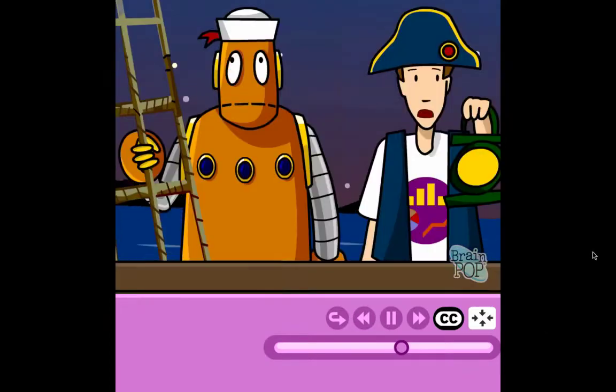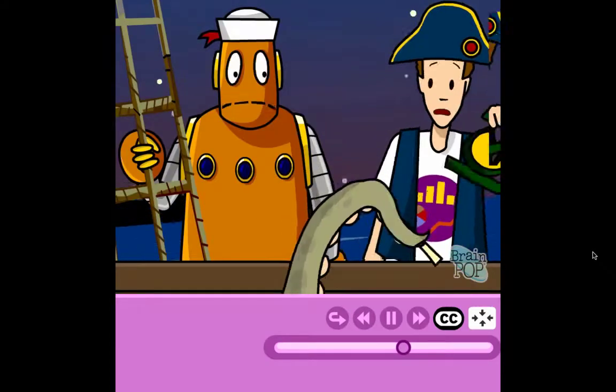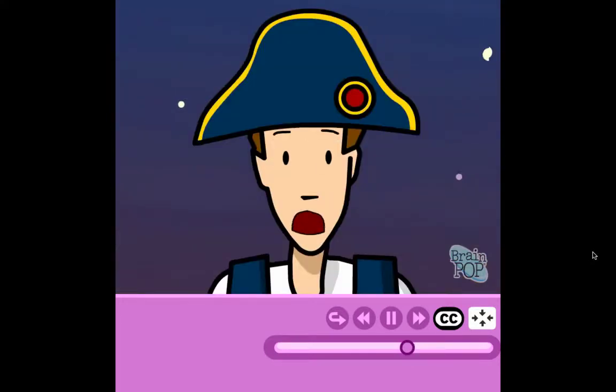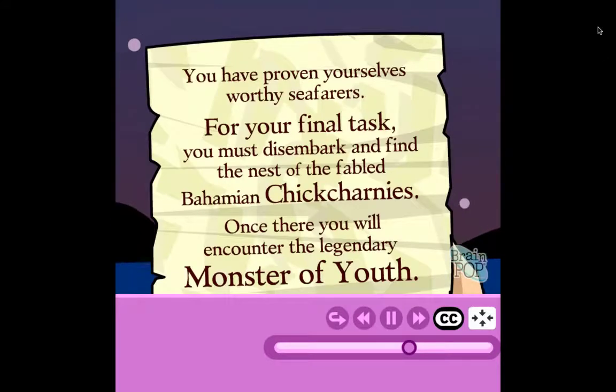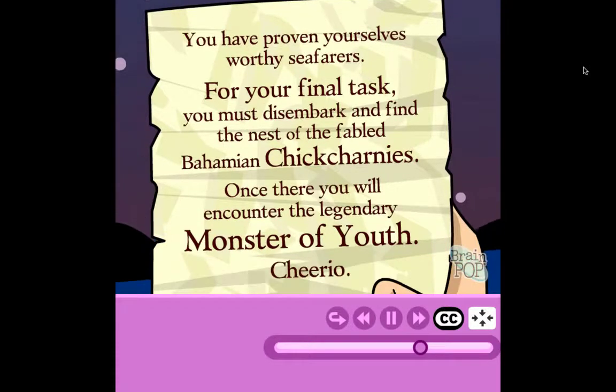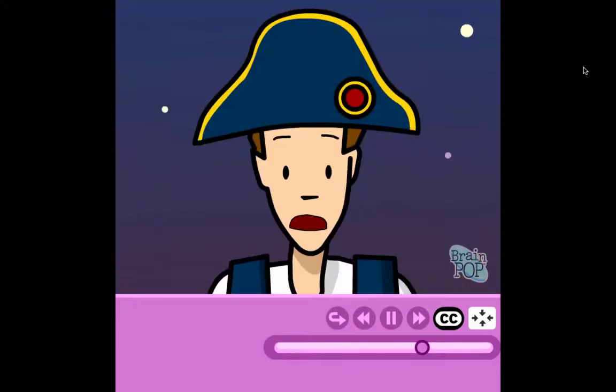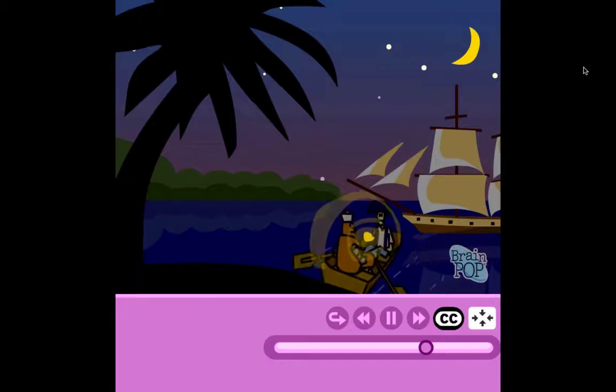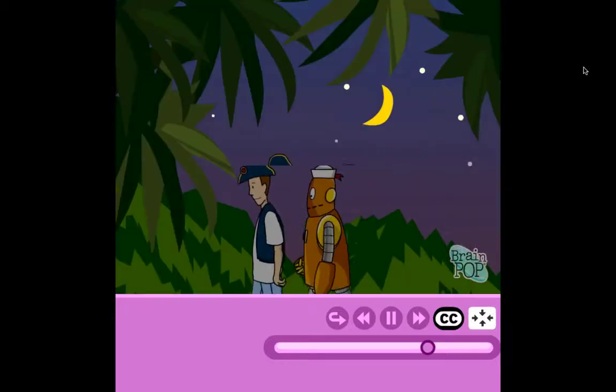Huh, I don't see any birds. Wonder if we made a wrong turn. Turn left onto US 1. Hey, just an octopus. Nothing to see here. You have proved yourselves worthy seafarers. For your final task, you must find the nest of the naval Bahamian charnies. Once there, you will encounter the legendary monster of youth. What the heck is a charney, and where am I going to find one? In half a mile, turn right.